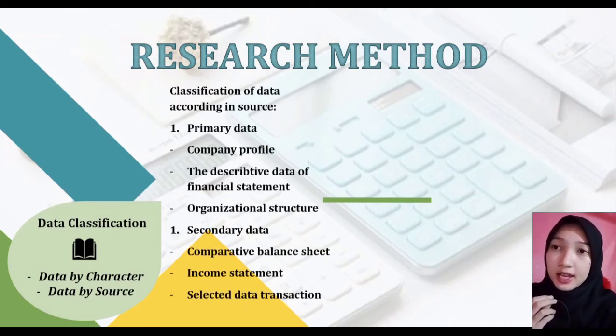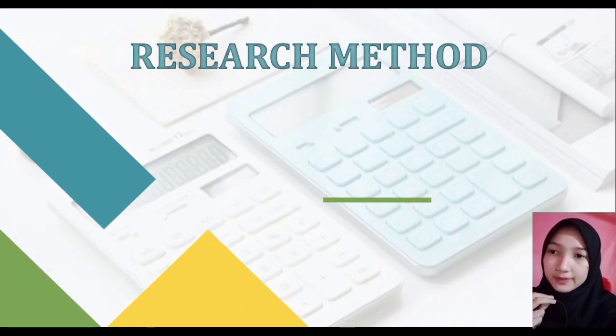Classification of data according to source. There are 2 classifications of data. Number 1 is primary data, consisting of company profile, descriptive data of financial statement, and organizational structure. Number 2 is secondary data, consisting of comparative balance sheet, income statement, and selected data transaction.